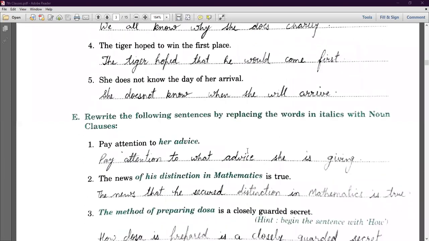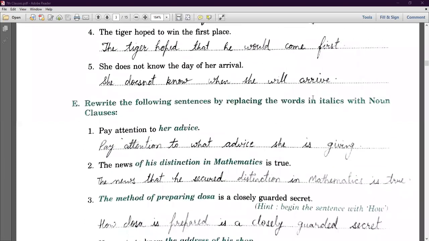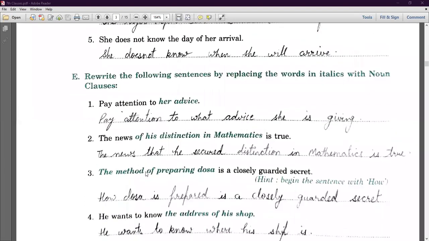Now you have to rewrite these sentences, replacing the words in italics with a noun clause. So now the italics words are these ones, whose color has been changed. Pay attention to her advice. Here, her advice is the italics word. So you have to add a noun clause to it. Pay attention to what advice she is giving. The news of his distinction in mathematics is true. The news that he secured distinction in mathematics is true.